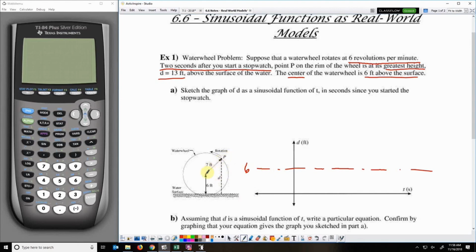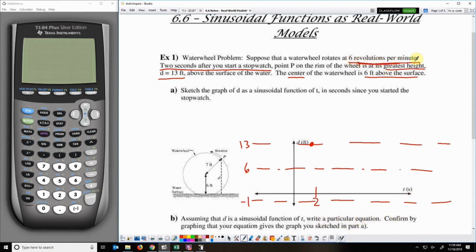We have a radius of 7. That's going to be our amplitude. That means that our maximum is 7 above that, 13 feet. And it says that here the greatest height is 13 feet. 13 minus 6 happens to be 7, the radius of the water wheel. Which means it also goes 7 feet below this axis. And 6 minus 7 is -1, so it goes 1 foot below the surface of the water. We know that it's at a maximum of 13 feet 2 seconds after we start our stopwatch.